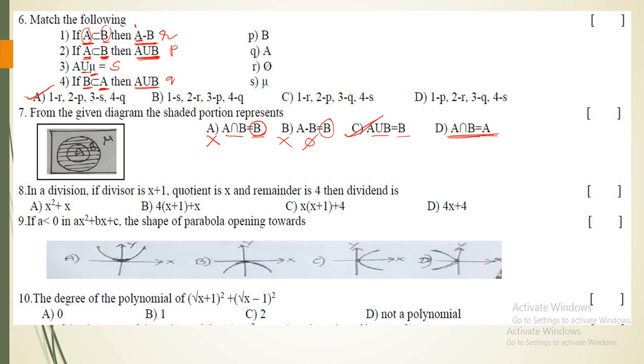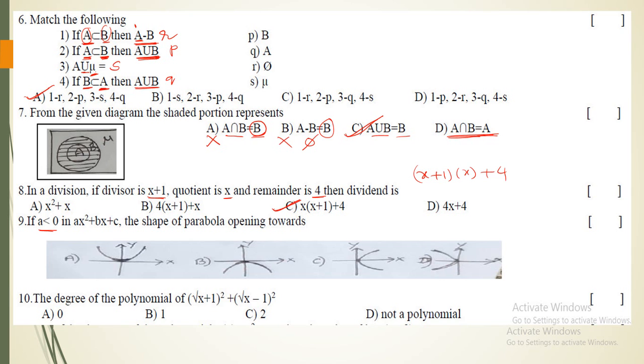Next, moving on to one more question. In a division, if the divisor is x plus 1, the quotient is x, and the remainder is 4, then the dividend is equal to? We already know the formula: dividend is equal to divisor into quotient plus remainder. So what is the divisor here? x plus 1, into x, plus remainder 4. So when I multiply this, x into x plus 1, plus 4. Option C is my answer.